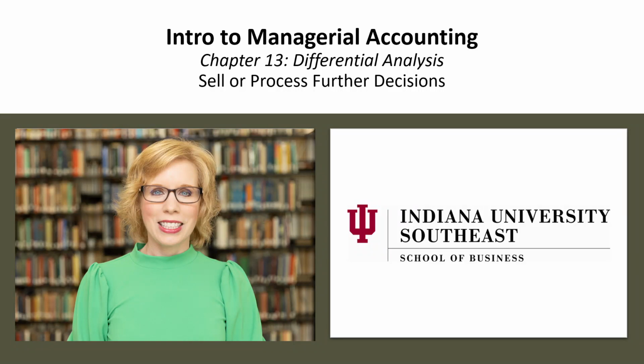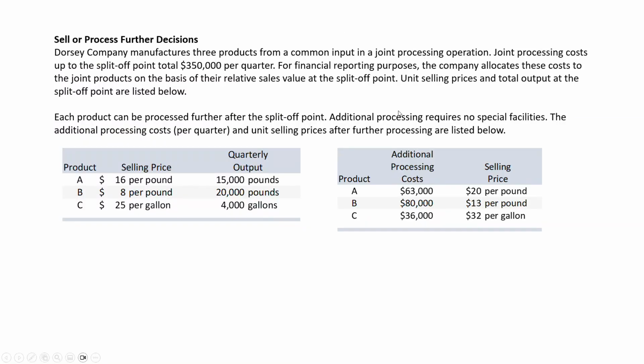In this video, I'm going to walk through a sell or process further decision as part of differential analysis. We're presented with a company that manufactures 3 different products from a joint input and joint processing operations. Up until that split-off point, which is just the point at which those 3 products become identifiable, they spend a joint cost of $350,000.